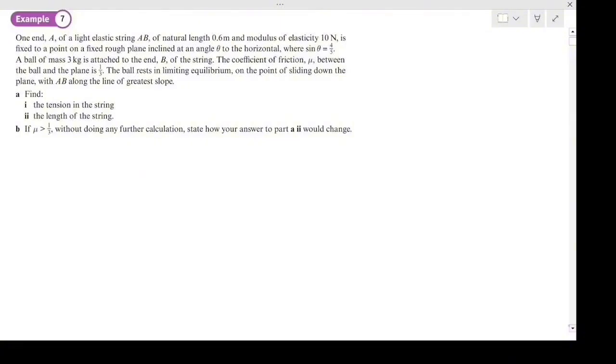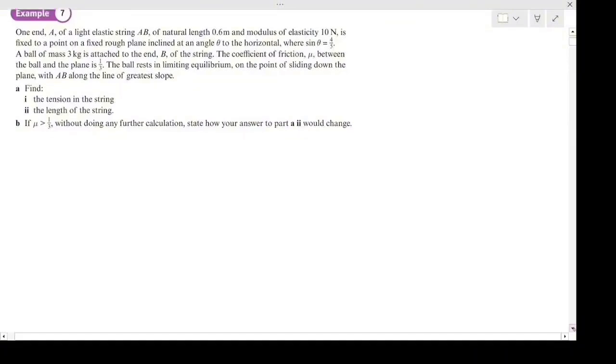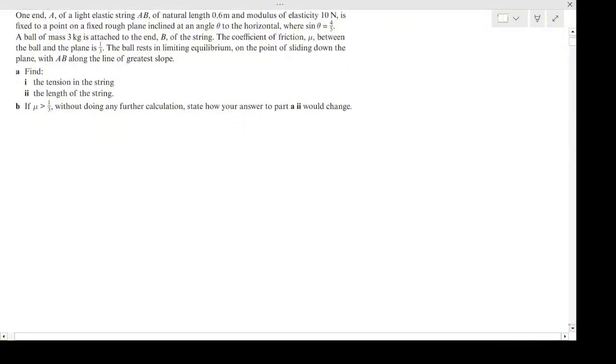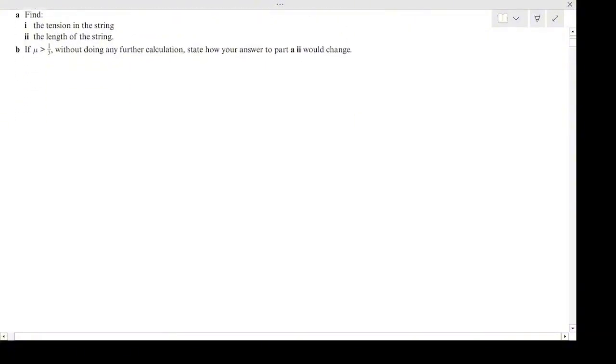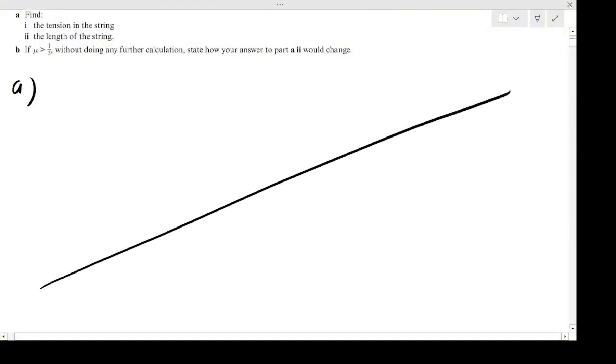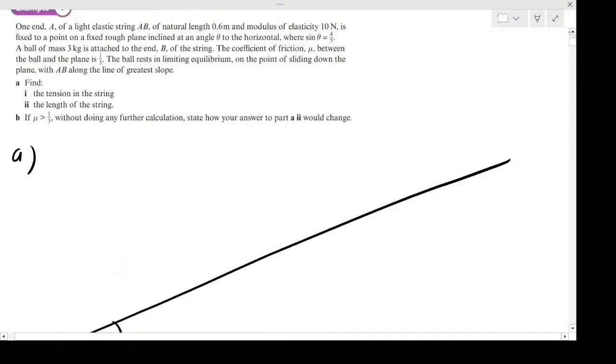So what's going on here? Hopefully this one should be a more familiar situation where we've got a slope. So I'm going to draw a nice slope here like this, and the angle is theta. Now we've got a string on the slope.